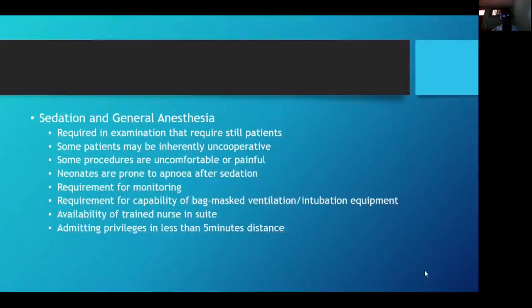In addition, there is also the risk or the requirement for sedation and general anesthesia. This is required in examinations that require still patients. Again, there are some patients that are generally non-cooperative. Children may be uncooperative, especially as they are in a strange environment. They are not used to the environment. I'm sure a radiology suite can be quite intimidating, even for the adult, not to talk of an infant or even a toddler, who will be even more disruptive in such an environment.